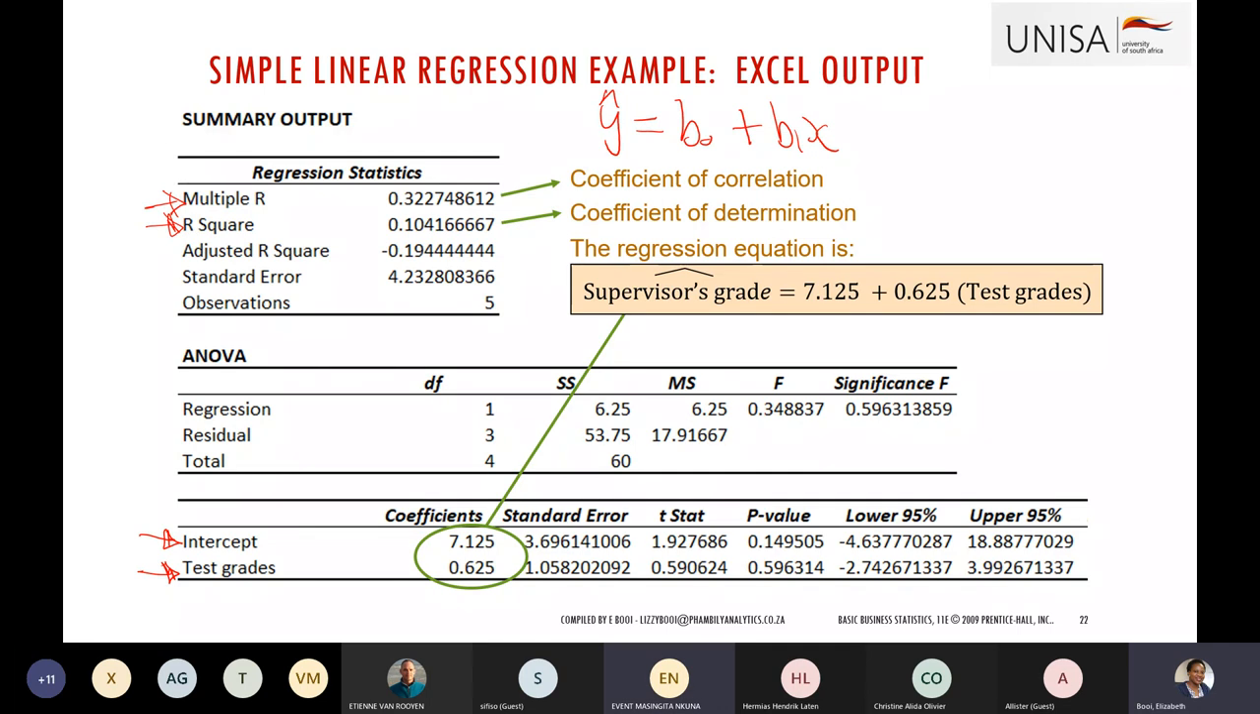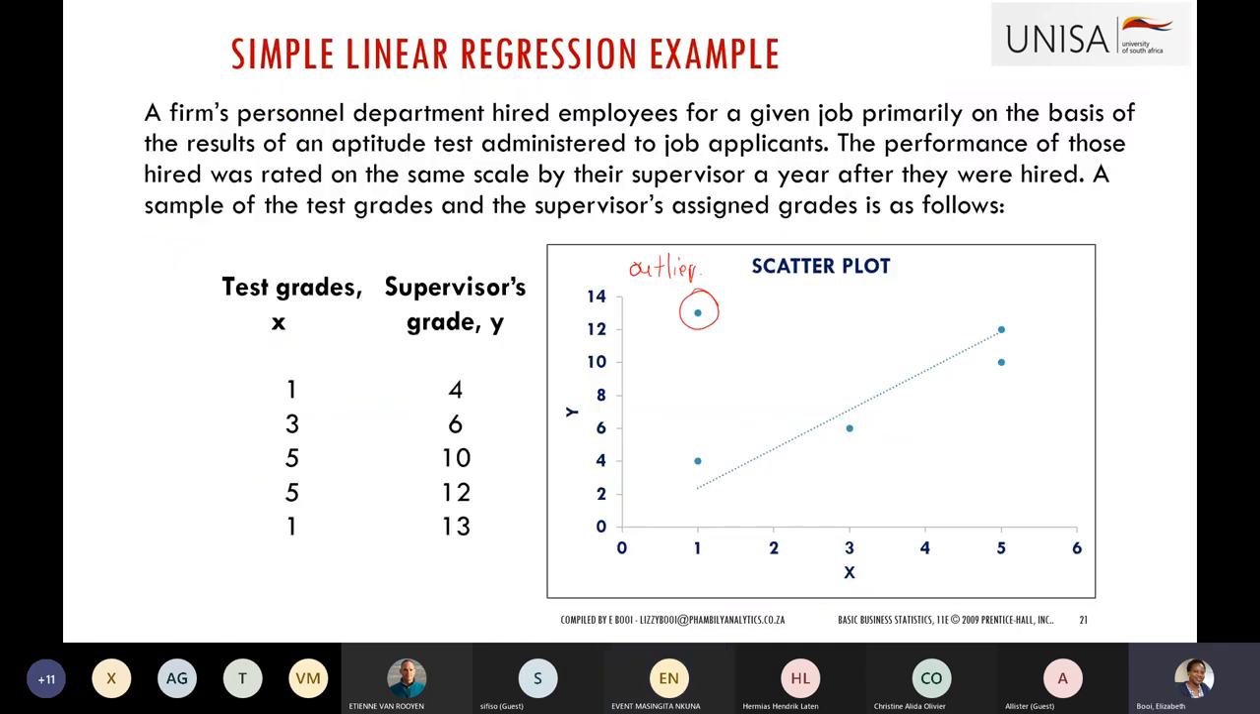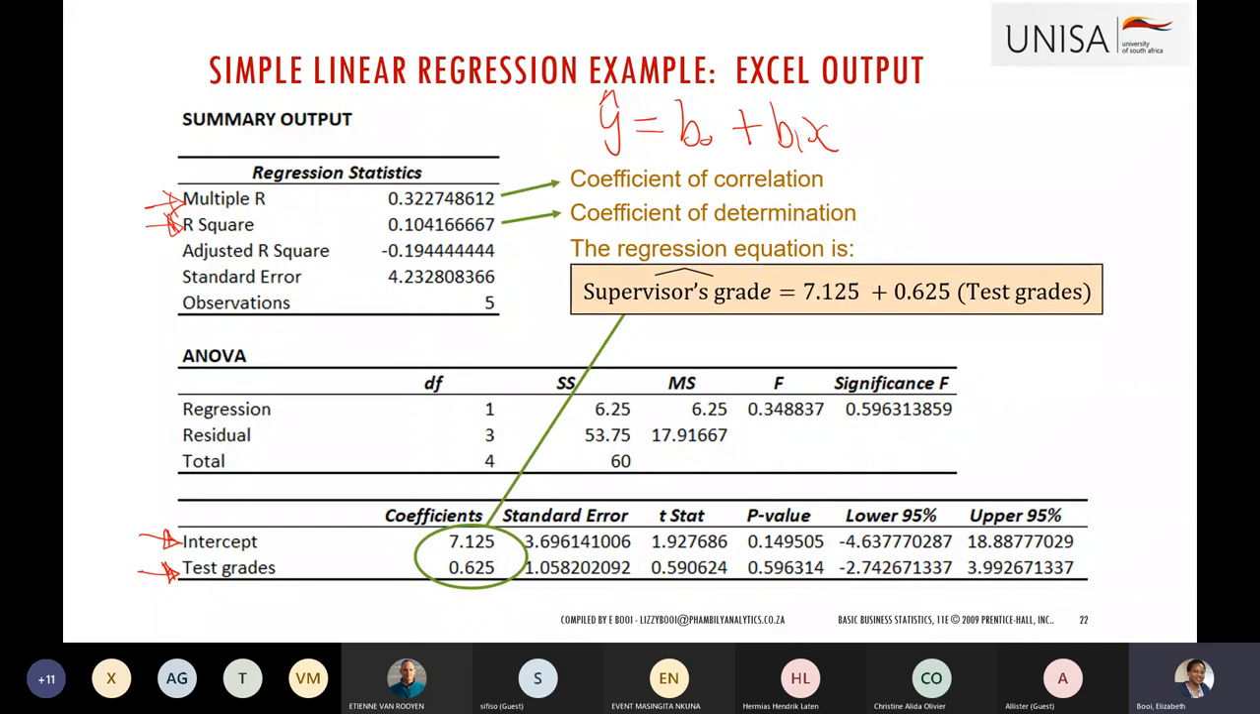Let's say we want to find the new value of Y if our test grade, our aptitude test, was 4. What will be the supervisor grade? Can we find that? So in order for us to find the new supervisor grade, we're going to use 7.125 plus 0.625, and we know our new test grade is 4, and we can just calculate that. Can somebody calculate it?